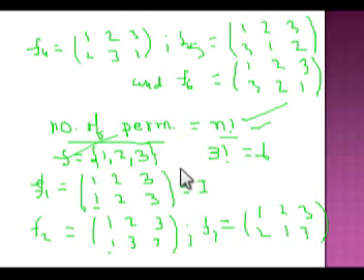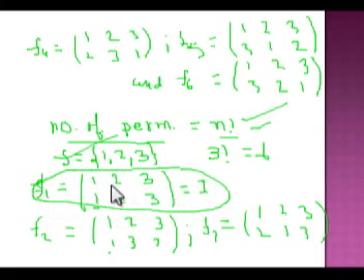I've already said what the identity permutation is. This is called the identity permutation: every element maps to itself. Now, what is the inverse permutation?